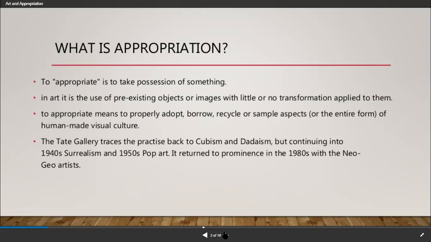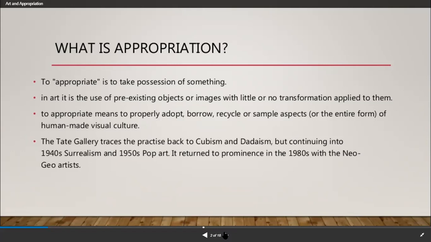So the Tate Gallery pieces, in fact, are Cubism and Dadaism, which we have discussed already in the midterm course. But continuing into the 1940s, Surrealism, and the 1950s, pop art. It rose to prominence in the 1980s with the Neo Geo artists. So when the word appropriation had become a good word, basically what it means is you adopted, you borrowed, or you copied the entire text from the original piece.